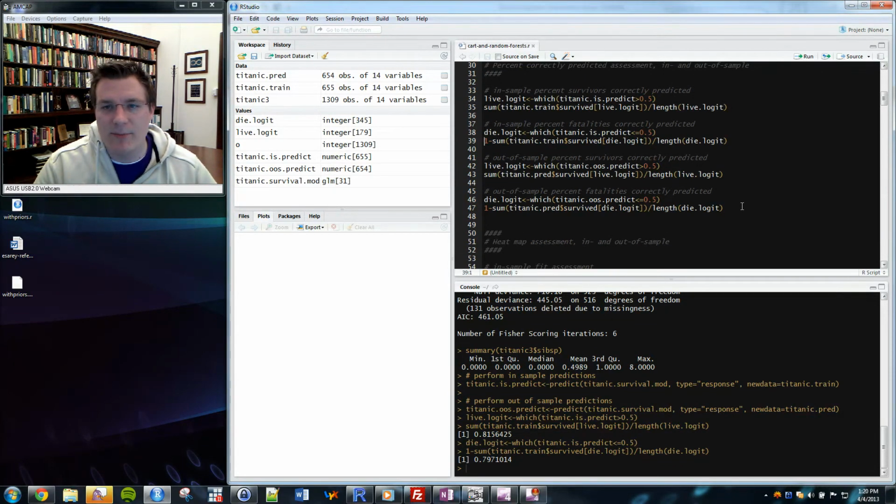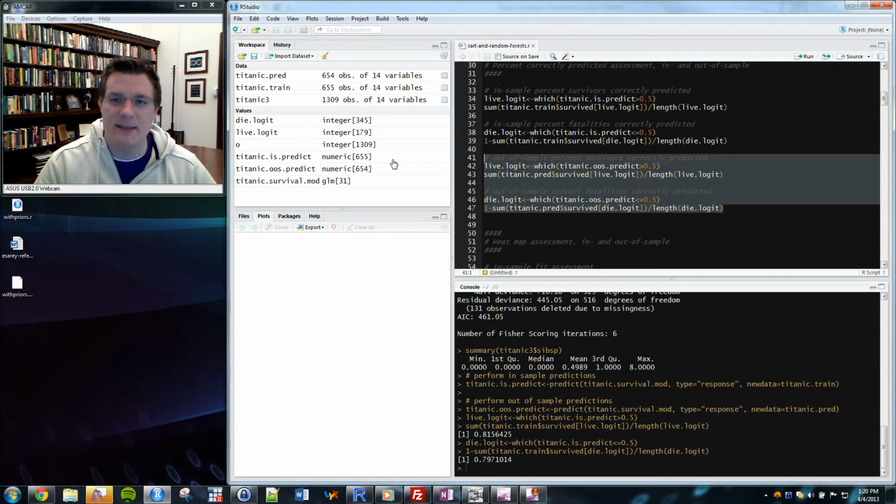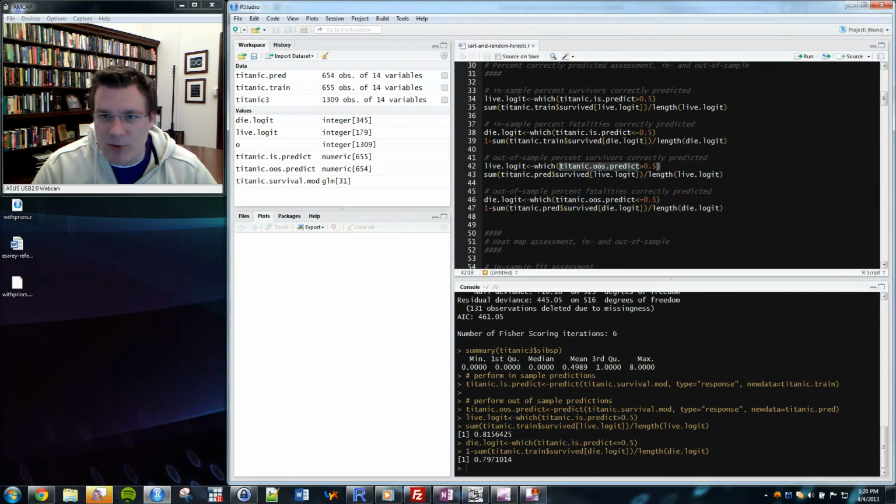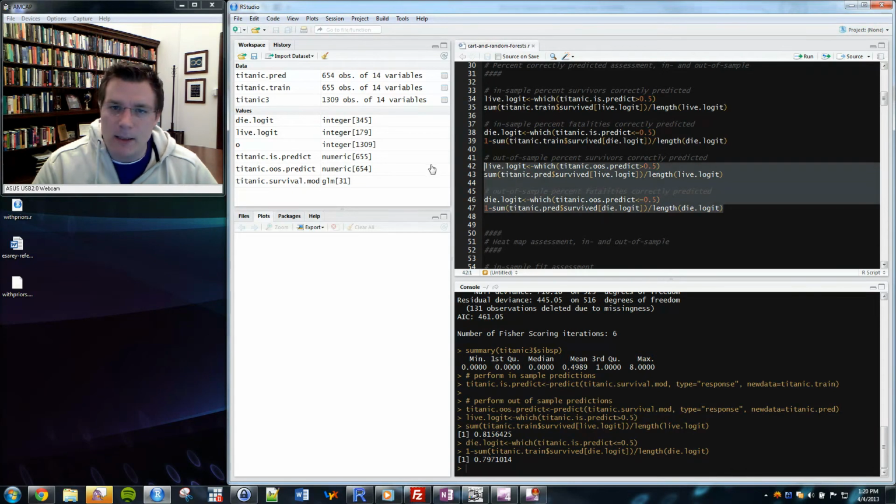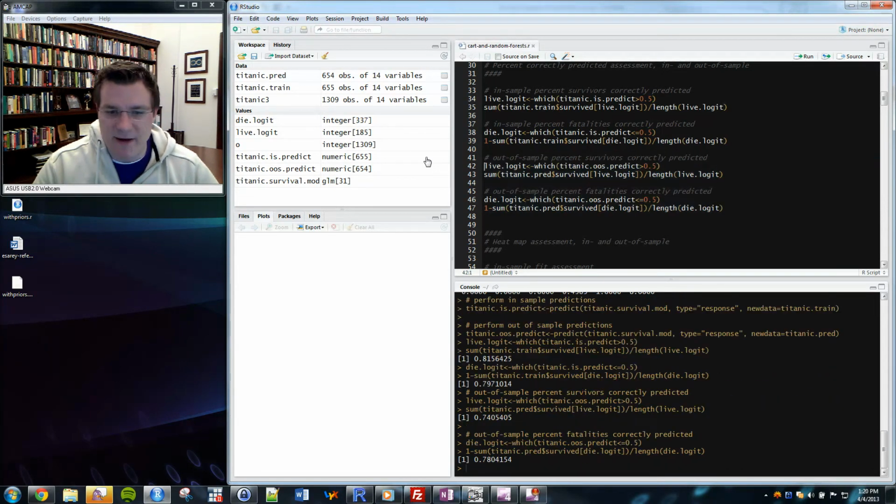Now, those are my in-sample numbers. For the out-of-sample PCPs, I just repeat the process, but instead of specifying the in-sample predictions and the in-sample data set, I use the out-of-sample predictions. So you can see I'm using OOS predict here. And I use the out-of-sample data set, Titanic.pred. And so in terms of survivors and fatalities, I predict 74% of the survivors correctly and 78% of the fatalities correctly.